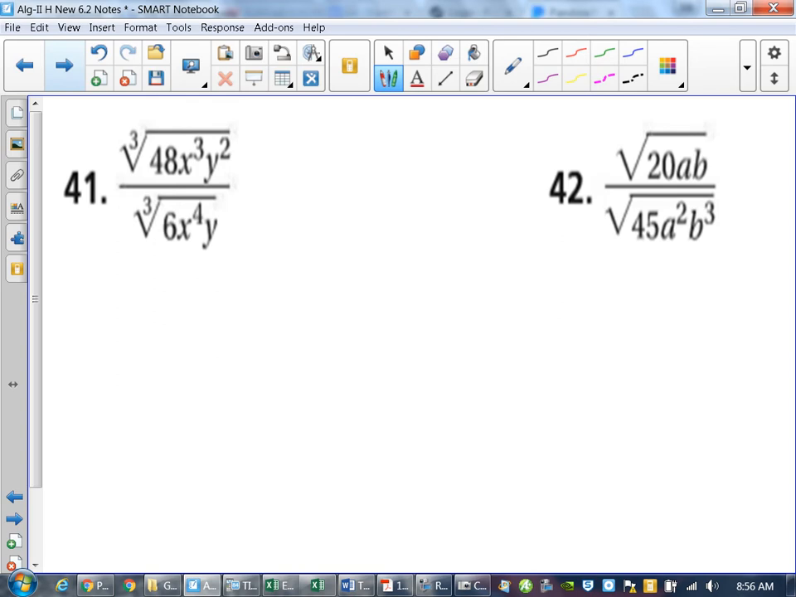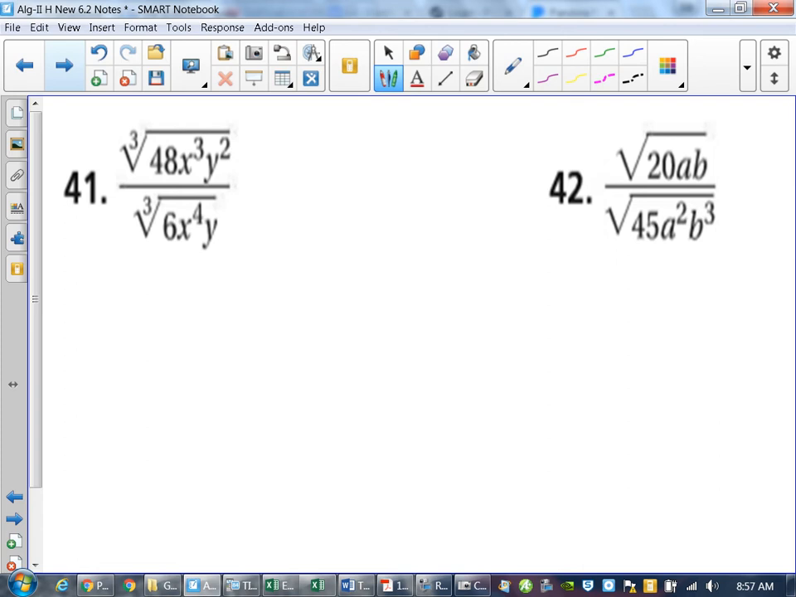Division. What do you think we have to do with division? Subtract exponents. Well, before we do that, first thing I've got to look at.